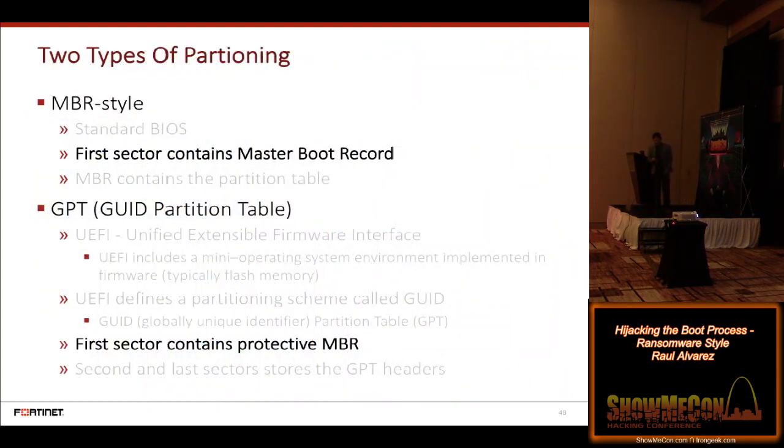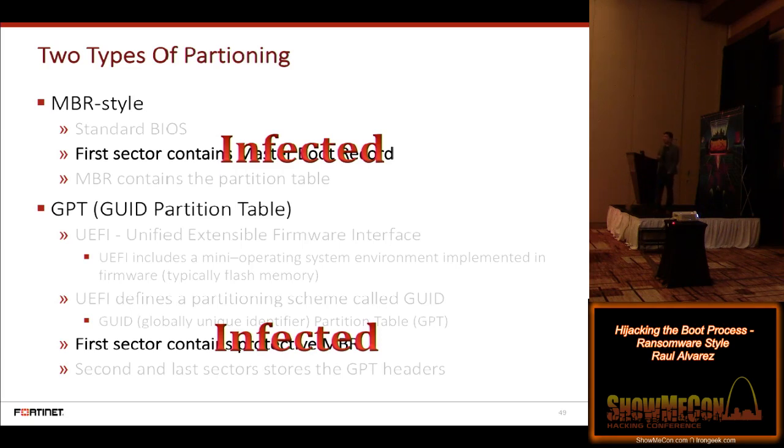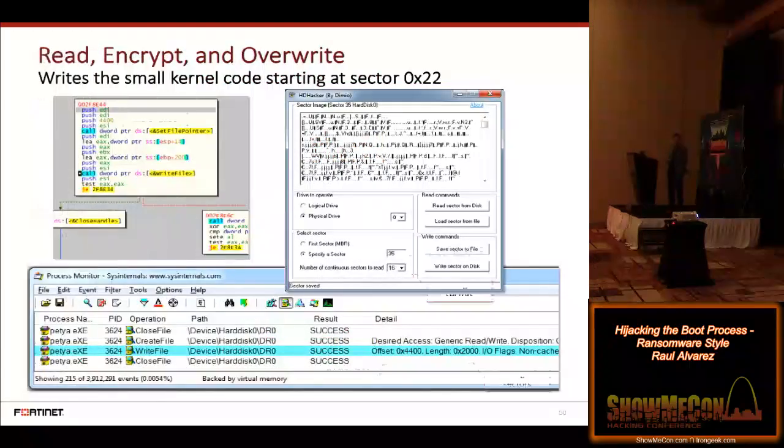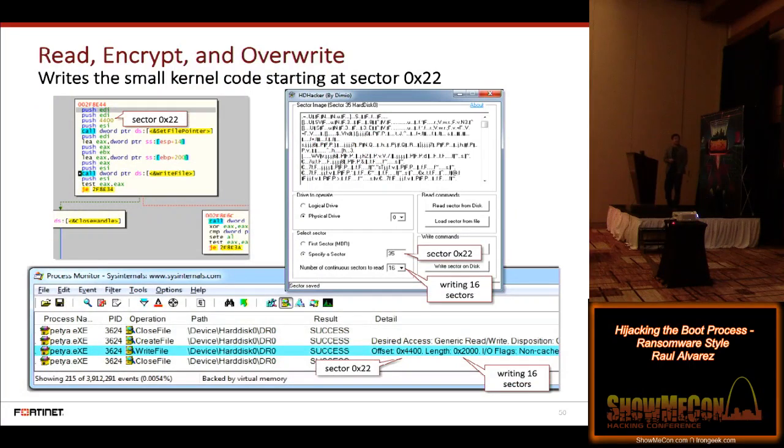If you're using MBR, it has the first sector for the master boot record. If you're using GPT, it has the protective MBR in the first sector. The malware can infect both, because it knows if you are using MBR or GPT. If you are using GPT, it will overwrite the last sector too, which is the backup. It is very intelligent.